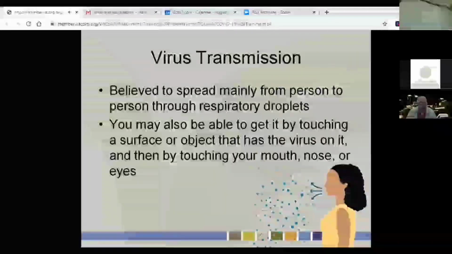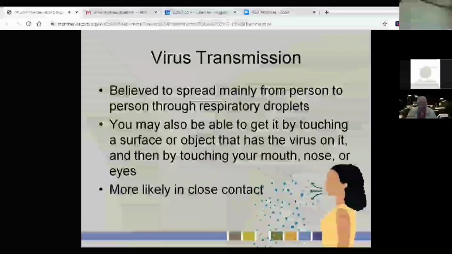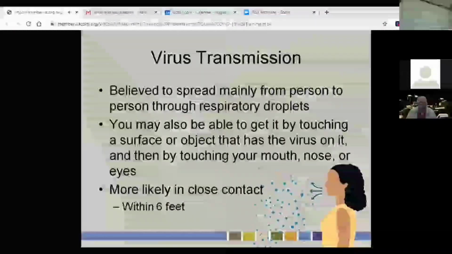I don't want to move completely off it, because as you can see here, there's still that fear that we might be able to also get it by touching a surface or object that has the virus on it, and then touching your nose or mouth or face. So we certainly want to be taking the cleaning and disinfecting of surfaces seriously, but the primary route is believed to be spread mainly from person to person through these respiratory droplets, which is why you've seen the guidance come out the way that it has, where they're saying, stay away from people, keep that 6 feet of distance, because you're much more likely to get it if you're in close contact with someone who's positive.